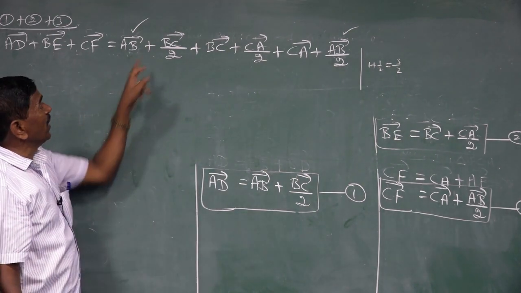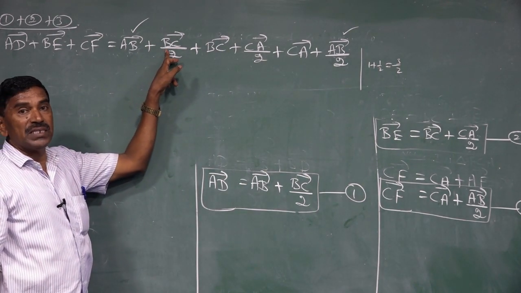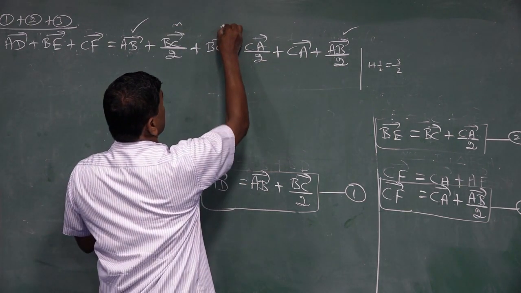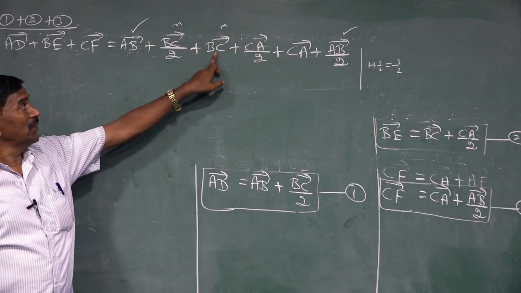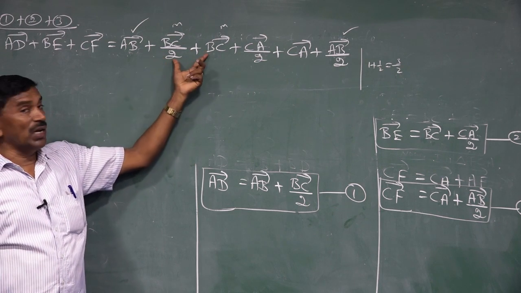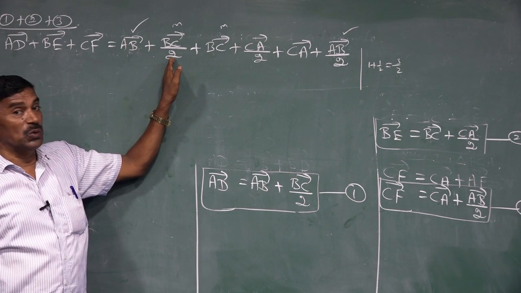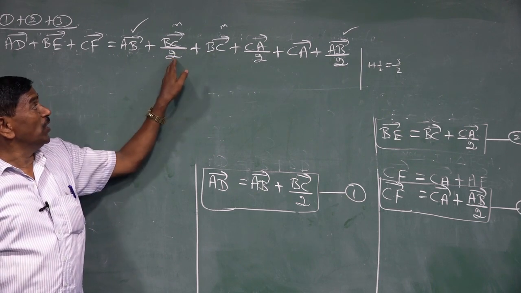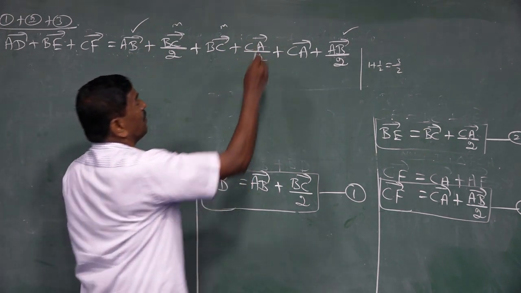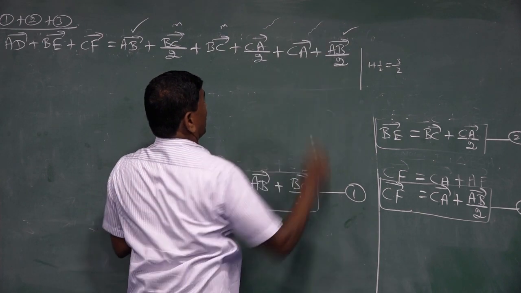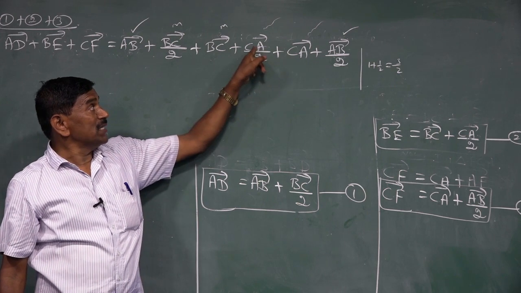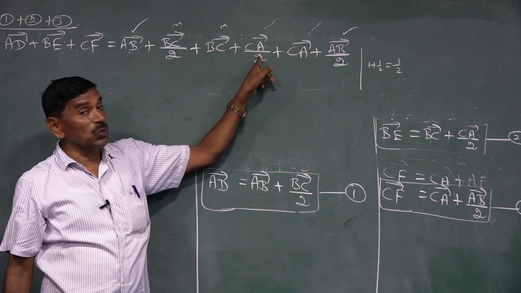Similarly, come to the second term, BC vector. BC vector is present in how many places? Yes, 2 places. Here BC vector 1 time and BC vector by 2, so here coefficient 1, here coefficient 1 by 2. What is the total? Again 1 plus 1 by 2 equal to 3 by 2. So 3 by 2 into BC vector. Next, CA vector is present in 2 places. CA vector appears twice, 1 time and CA vector by 2, half time. That is 1 plus 1 by 2 equal to 3 by 2.